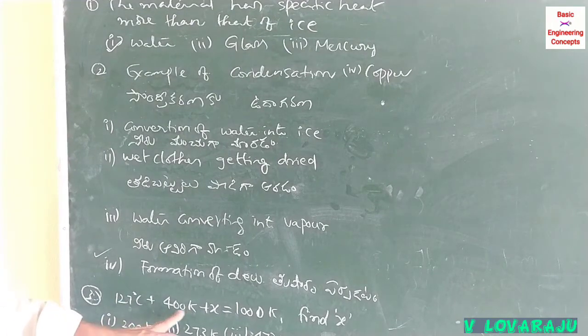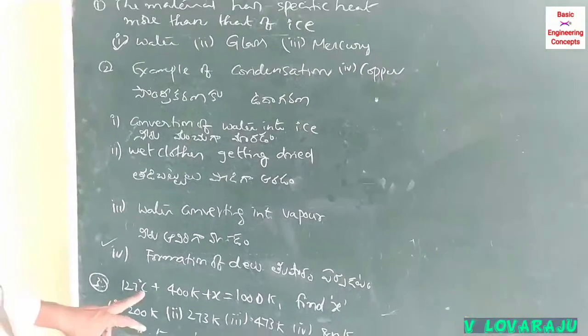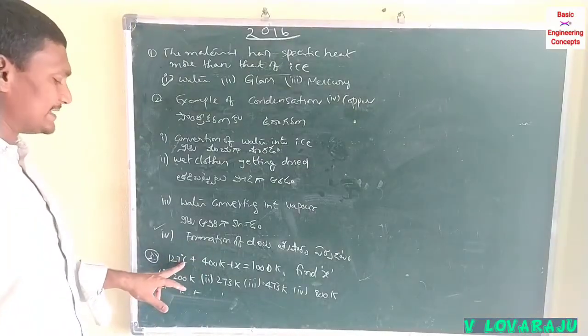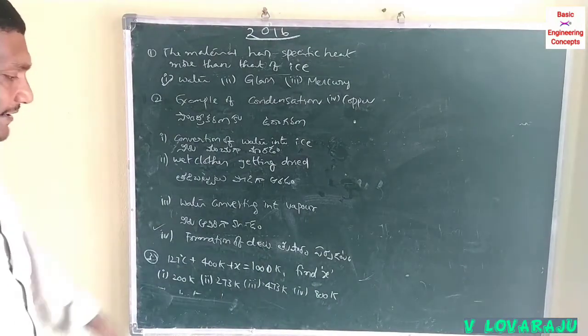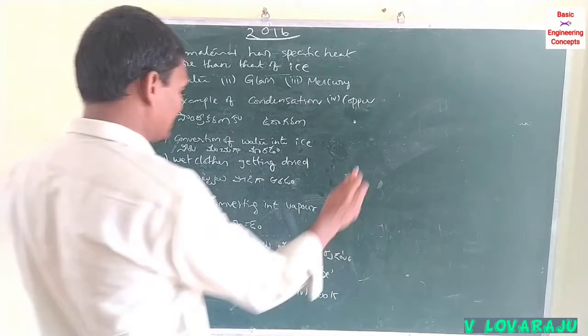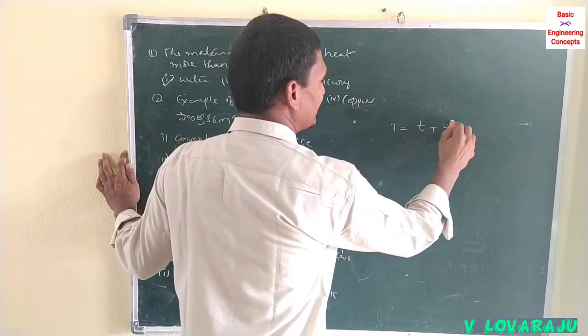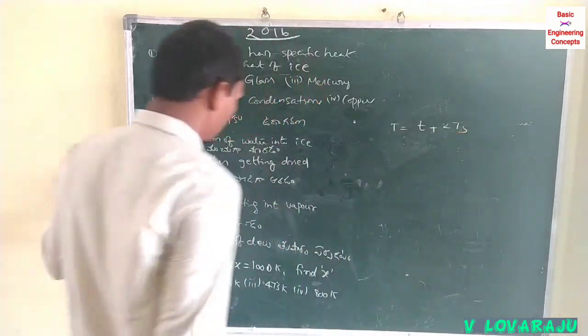127 degrees centigrade plus 400 K plus X is equal to 1000 K. Find X. Here there is a mixture of units. One is the Celsius scale, the second one is the Kelvin scale. Find the value in terms of kelvins. Okay, you know the relation between the Kelvin scale and the Celsius scale: capital T is equal to small t plus 273.